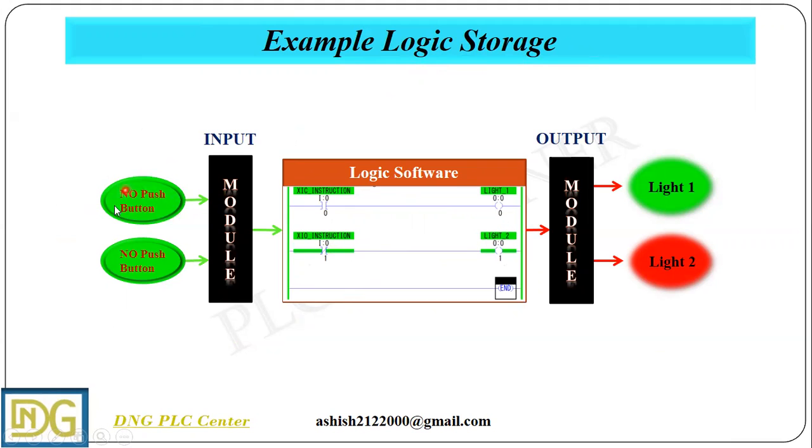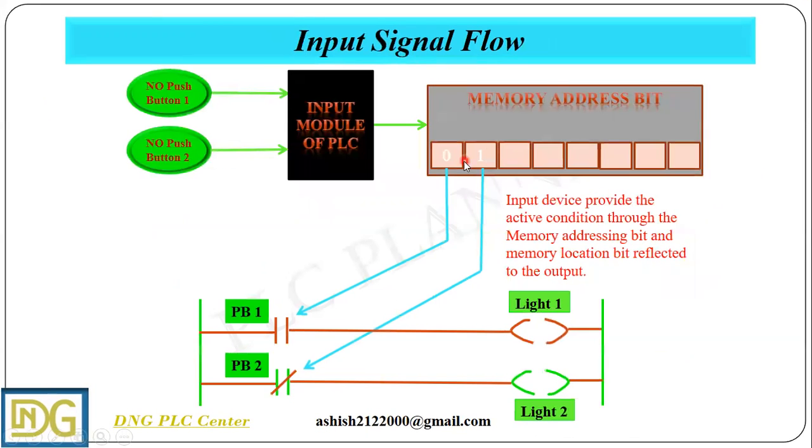So this is the first push button, this is the second push button, and this is our input module, which is connected to our logic. Our logic transfers the signal to our output modules, and our output modules are connected to our field devices. Yeah, output devices, right? I think you understood the signal flow, so you can tell me about that. How does it function?